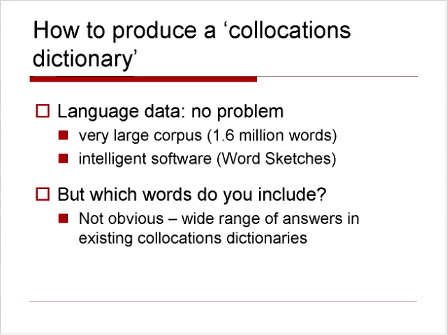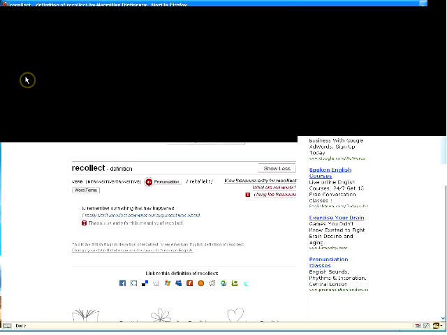I'm just going to say something very briefly about collocations dictionary, because we've just quite recently produced the Macmillan Collocations Dictionary, which was published about 3 or 4 months ago. And how do you do that? Well, as far as the language data goes, that's not a problem. We've already seen that, and I'll just show you once more how we do that by going to the web application. I'll show you our corpus software once again.